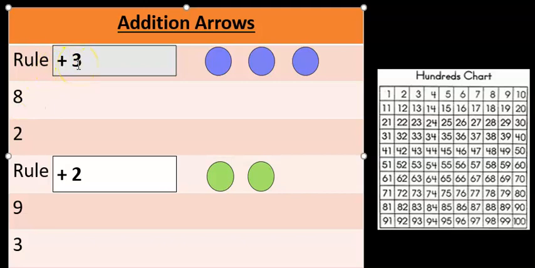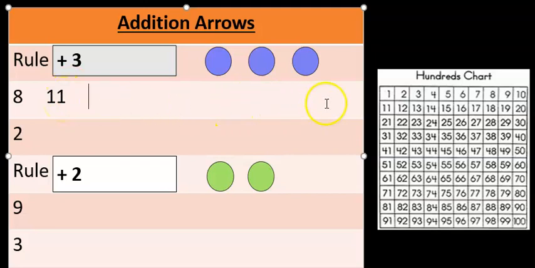Now just follow Mr. Begay. Watch how I do this. 8, 9, 10, 11. Okay? Now count again with me. Here we go. 8, 9, 10, 11. So 11 is our next answer that will go in there. You see that? 8 plus 3 equals 11.